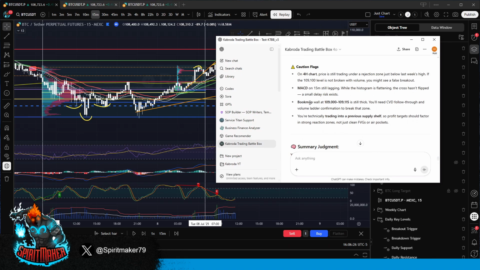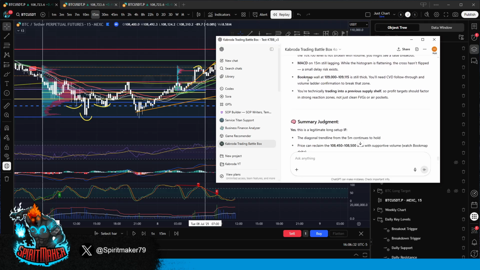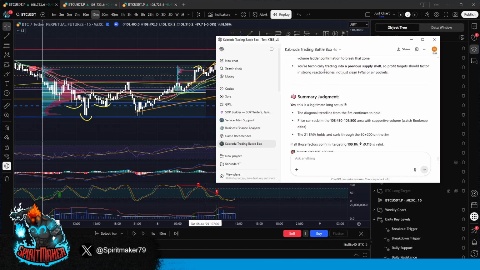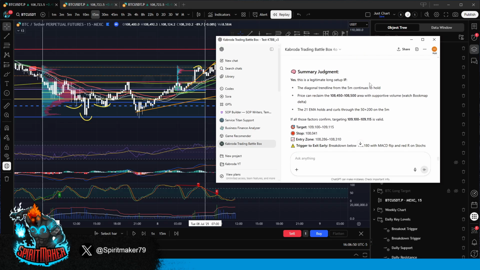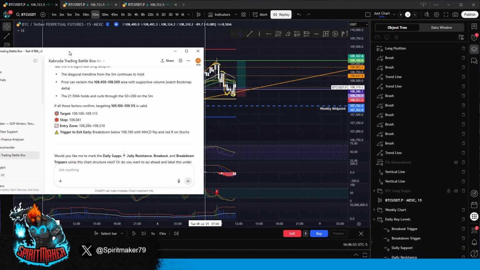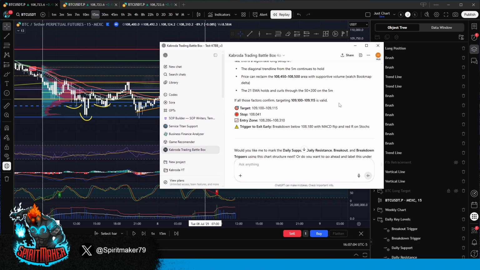That's what's nice about using this kind of stuff. Bookmap is a tool. Bookmap.com is a tool, so you could use that and get key levels as well. Obviously, it's reading some basic volume in that too. You're technically trading in a previous supply shelf, so profit targets should factor in strong reaction zones, not just clean FVGs or air pockets. Basically it's saying be careful because of that 4-hour it called out, that this could run up and reject on the way, because you do have some levels of support, and be ready to take profit accordingly.